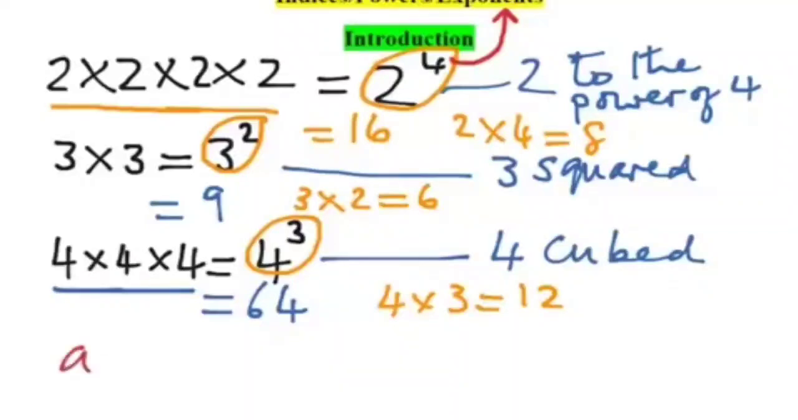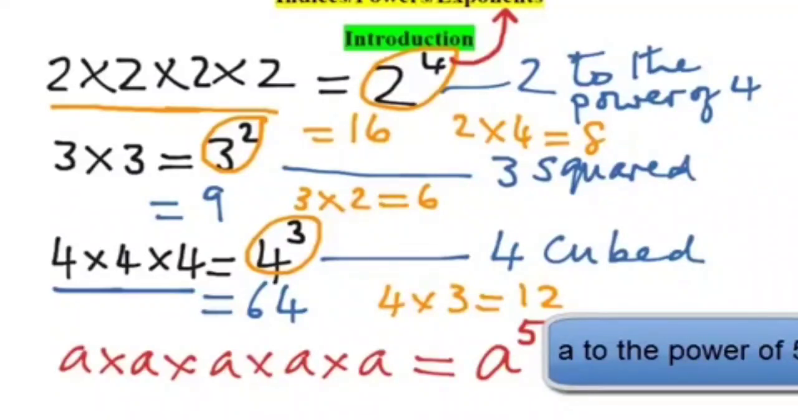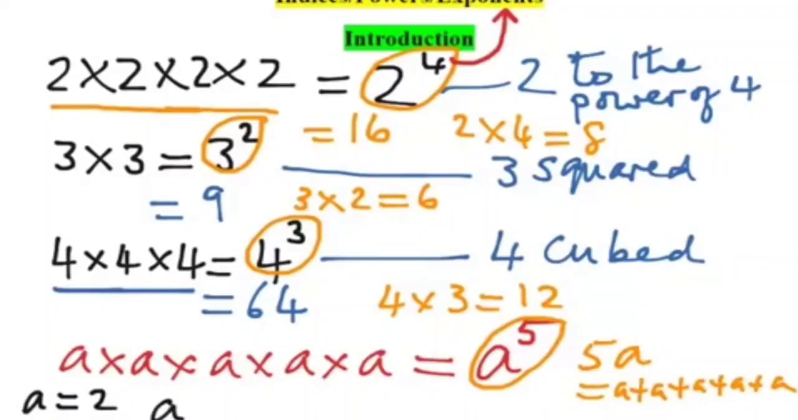Please make it clear. Now let us see a times a times a times a times a equals a to the power 5. That is read as a to the power of 5. That is not equal to 5a. 5a means a plus a plus a plus a plus a equals 5a. Suppose we let the value of a equal 2. Then a to the power 5 equals 2 times 2 times 2 times 2 times 2, which equals 32. And on adding, 2 plus 2 plus 2 plus 2 plus 2 equals 10.